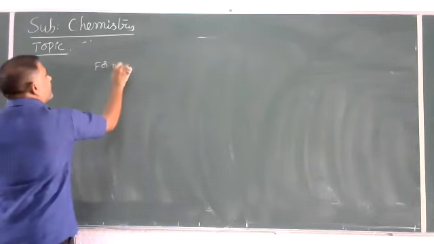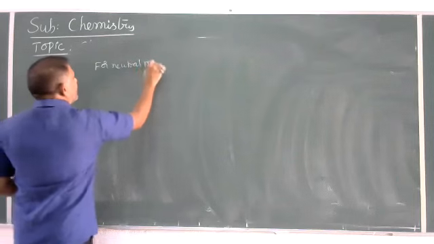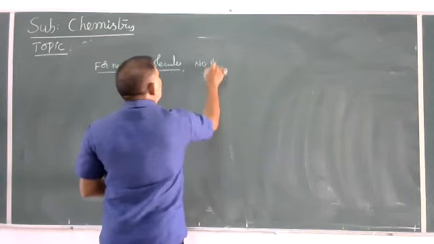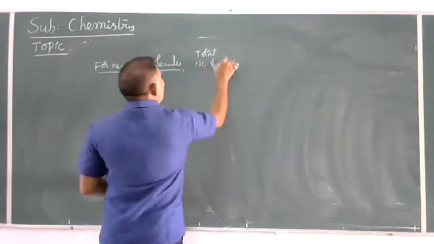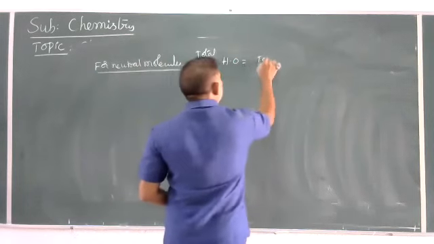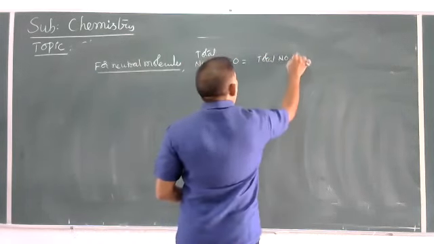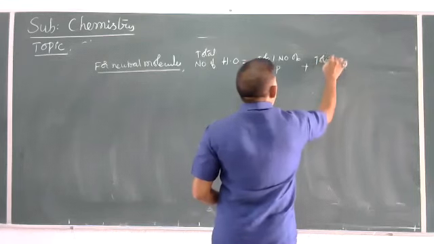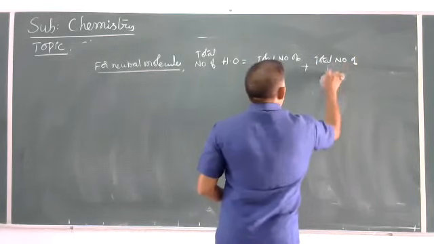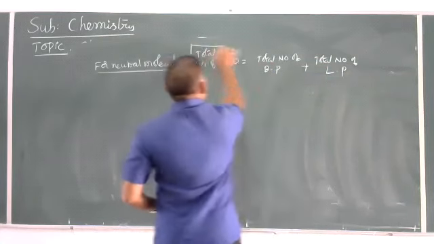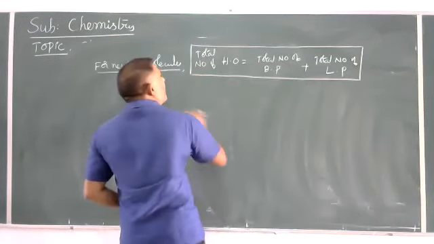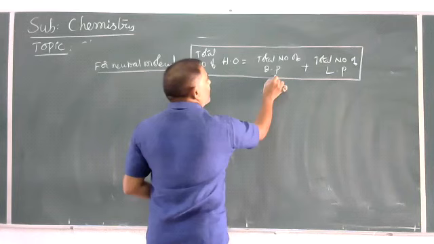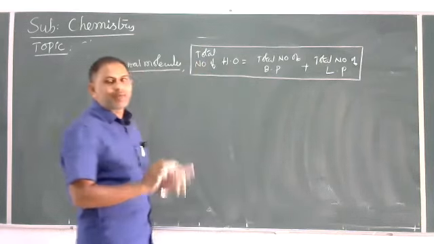For neutral molecules, the total number of hybrid orbitals equals the total number of bond pairs plus the total number of lone pairs. This is one of the most important formulas. If you know the central atom of the molecule and how many bond pairs and lone pairs are around it, you can calculate its hybridization.